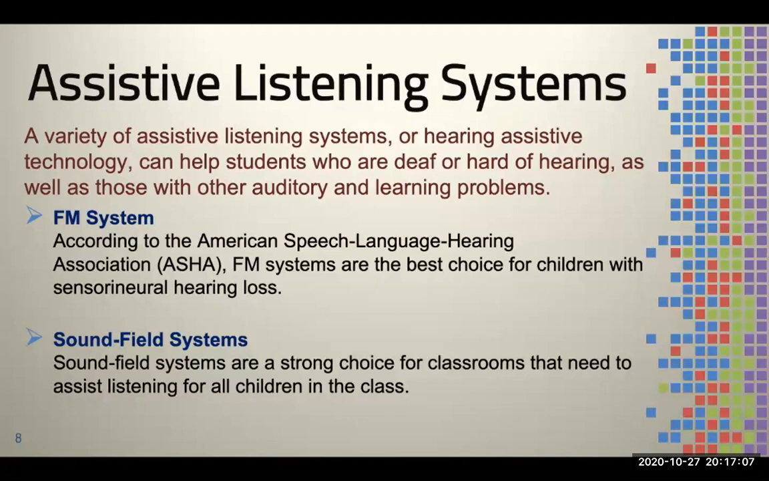That can eliminate the problem of distance between the speaker and each listener. Sometimes what happens is that the teacher is speaking in a better way, but some students who are sitting in front can hear well, but the students who are sitting behind could have problems with listening. And at that time you can use sound field systems.